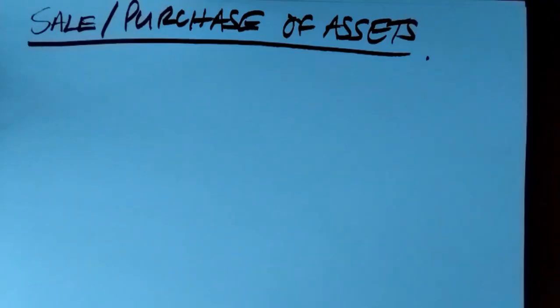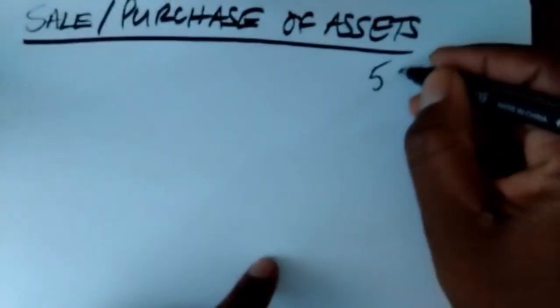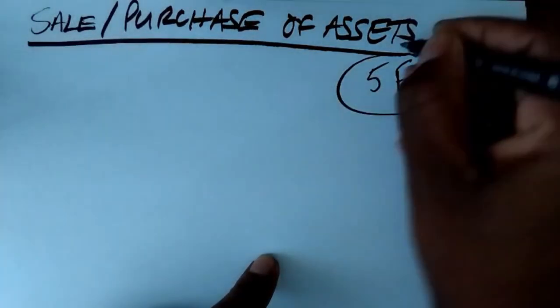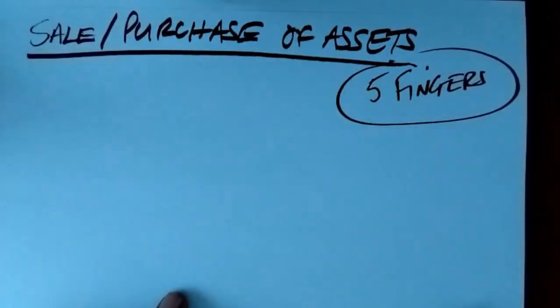So the best way of dealing with purchase and sale of assets, this not only works for the cash flow, it will also work when you're doing note number 3, which is your fixed asset note that we're going to do later on, in a separate video. So I normally say you have to use 5 fingers when you're dealing with that. What are your 5 fingers?